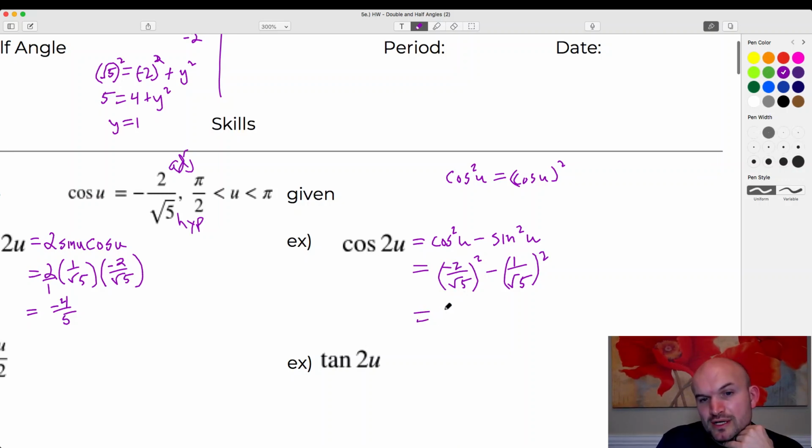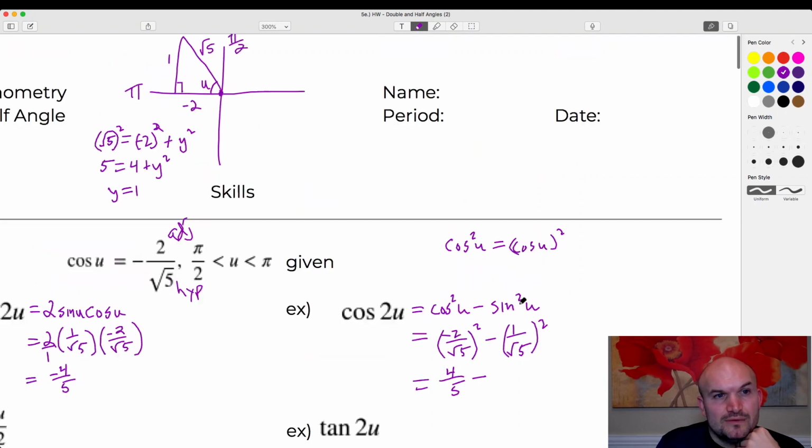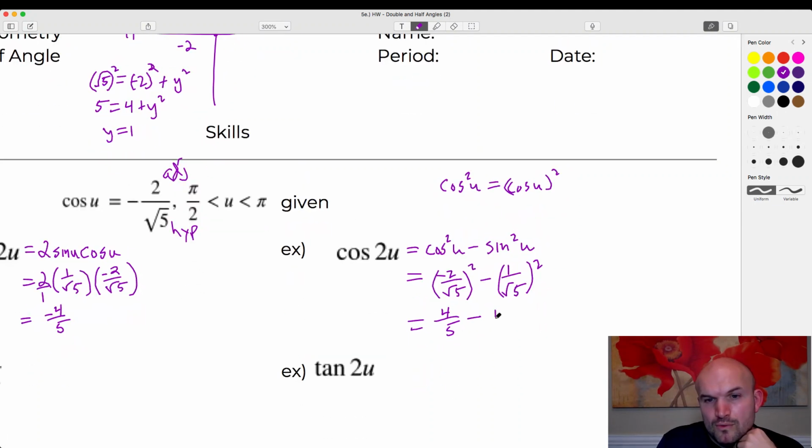All right. And now we can just go ahead and square these. So -2 over square root of 5, squared, is 4 over 5. And that's going to be minus, this would be 1/5. And then that equals just 3/5.